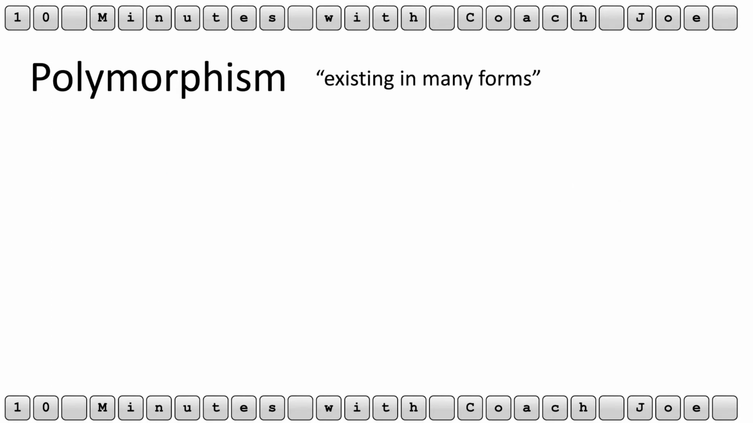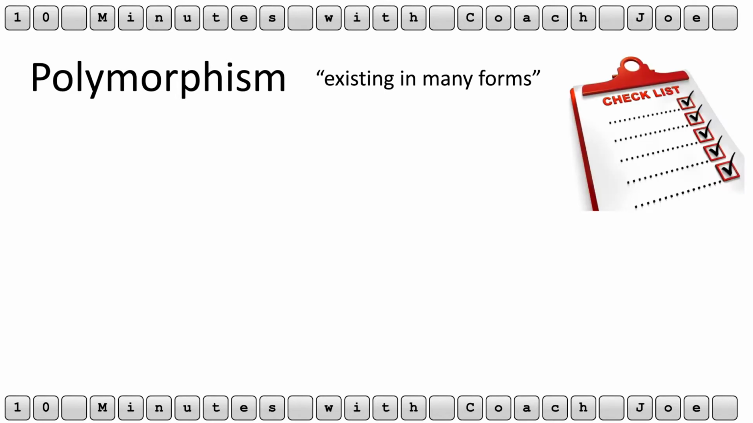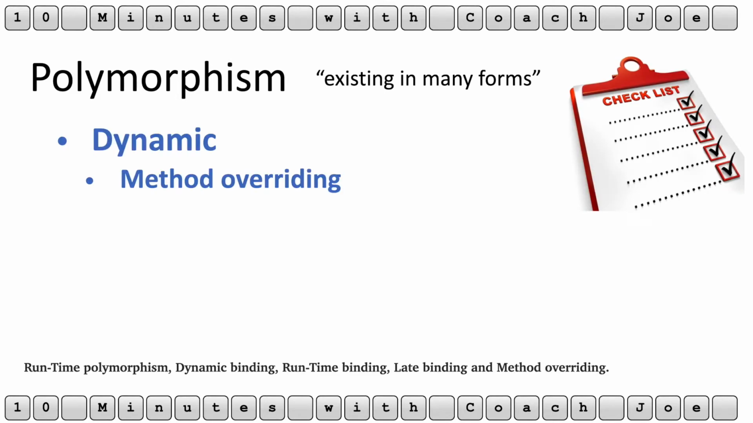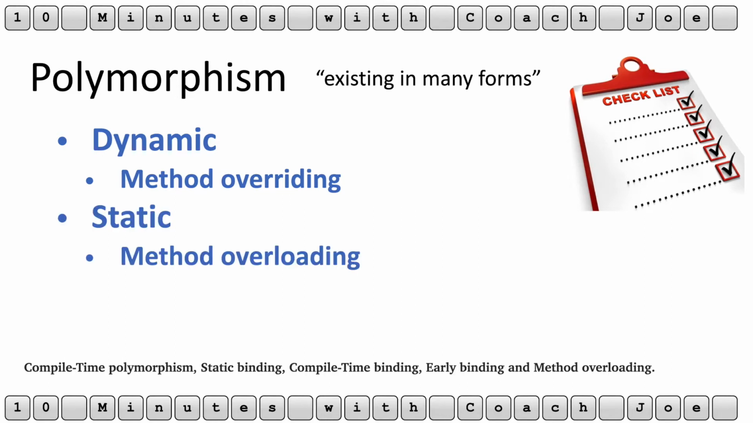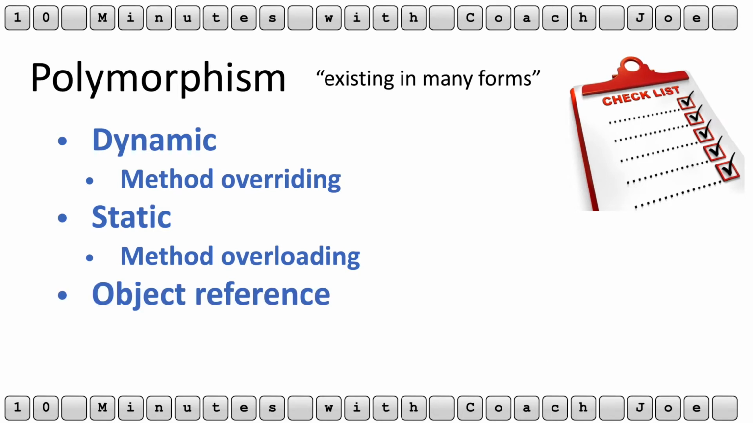Polymorphism means existing in many forms. Specifically, classes and methods can exist in many forms. Let's review the three types of polymorphism. Dynamic polymorphism, often referred to as method overriding or runtime polymorphism. Static polymorphism, often referred to as method overloading or compile time polymorphism. And finally, object reference polymorphism. This lesson will focus on object reference polymorphism.